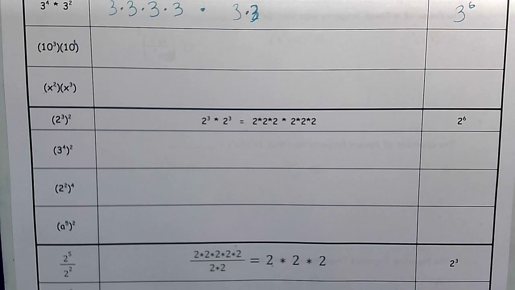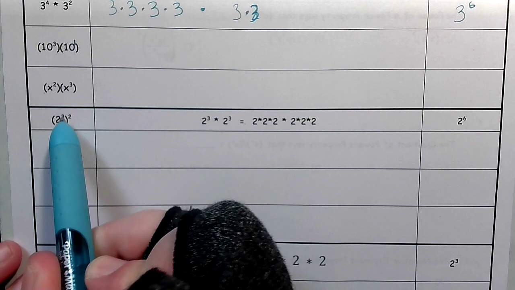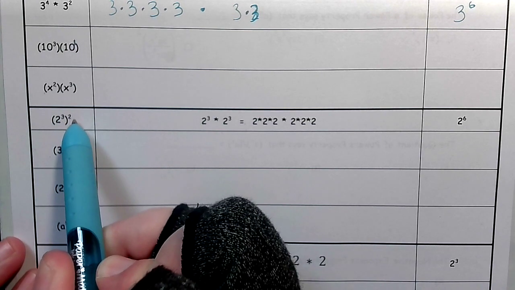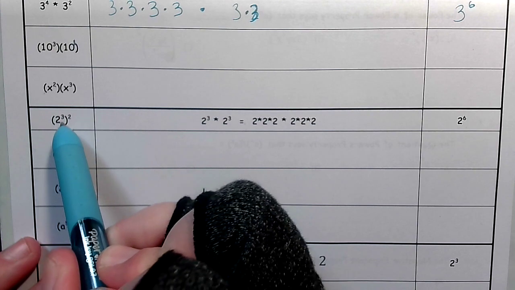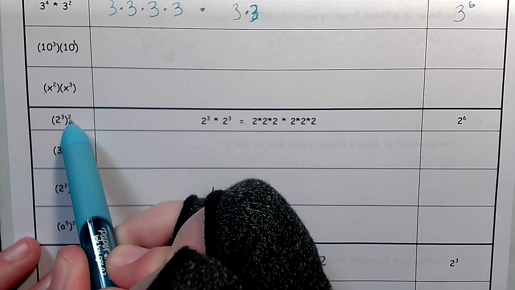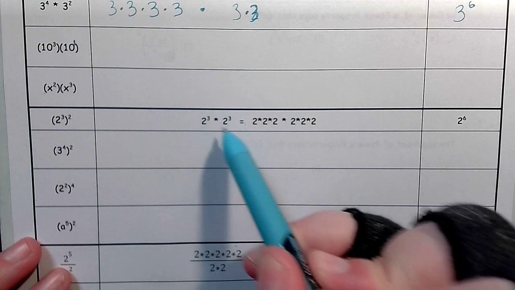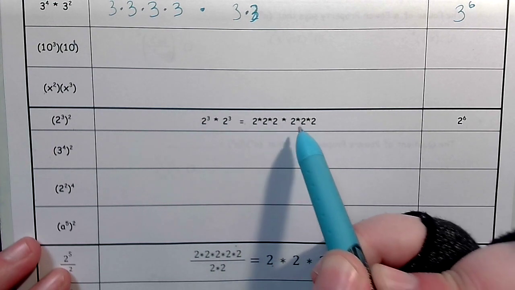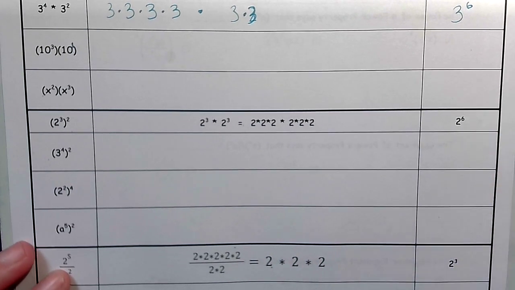Our next section involves when we have something with an exponent and then in parentheses and then another exponent. So 2 to the third to the second. What this means is that it's 2 to the third being multiplied by itself twice. So our example shows 2 to the third times 2 to the third, or 2 times 2 times 2 times 2 times 2 times 2, for a total of 2 to the sixth.